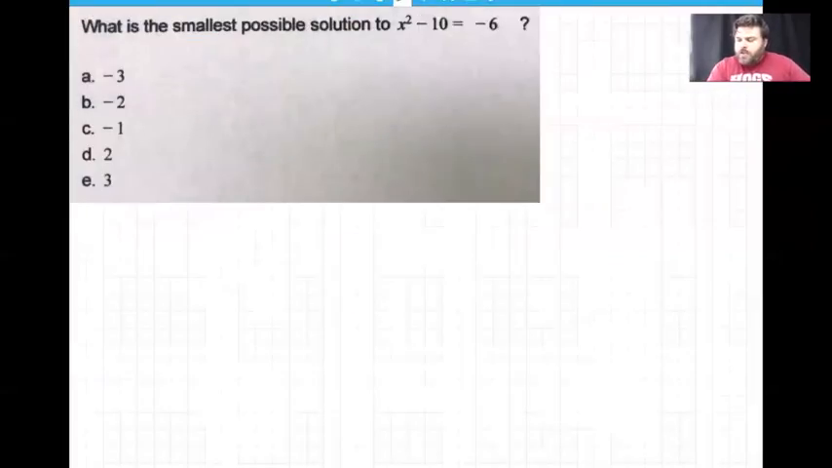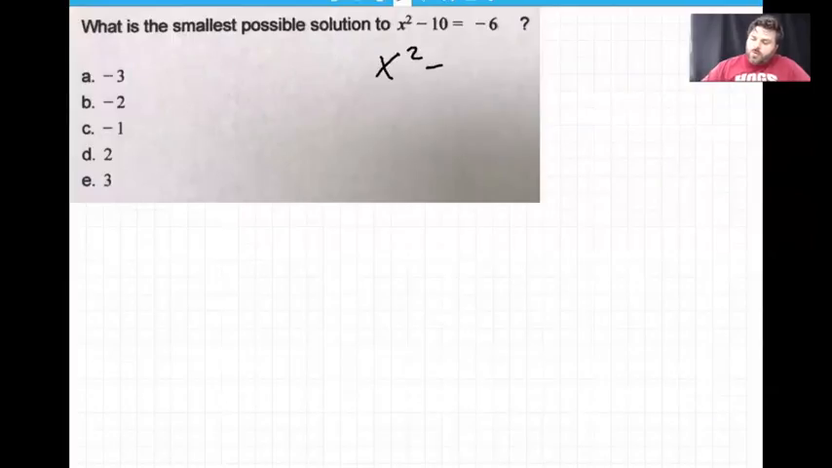All right, what is the smallest possible solution to x squared minus 10 equals negative 6? All right, so we're looking for the smallest possible solution. Probably going to get two solutions, and we'll just pick the smaller one. Now, on this one, I could use my graphing calculator, graph the left side, graph the right side. It'd be pretty simple. Or alternately, I realize this just has an x squared, not an x, so I can solve it like a regular equation.